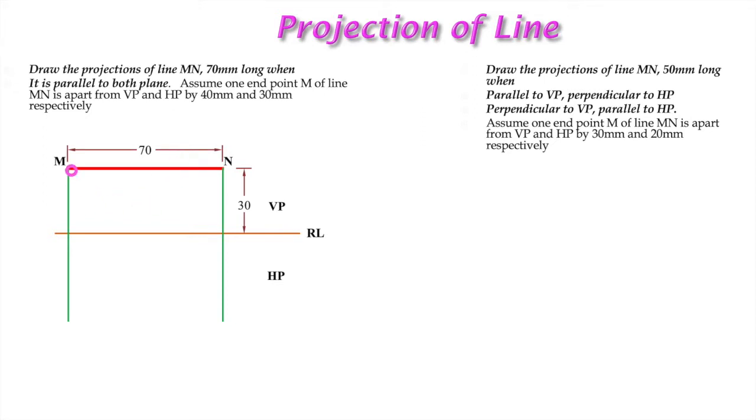For that, draw the projection line from both points, from M and N. And then what is the distance? This 40 mm distance was given with respect to VP, meaning in front of VP it was 40 mm. So the projection line is extended up to 40 mm, and then join these 2 points. So our front view is MN and our top view is M dash N dash.